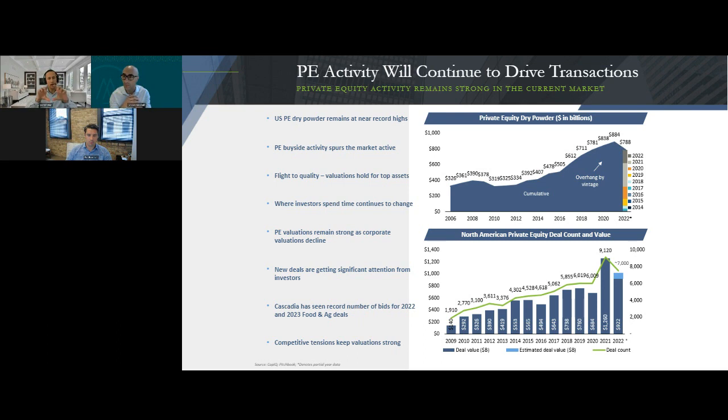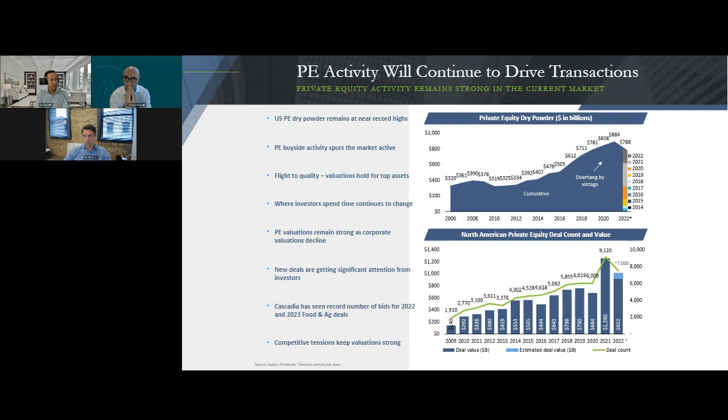That level of high dry powder is creating a dynamic where there's still a lot of capital that is looking to invest and be invested into private family-held companies. And what you'll see below as a result is the green line here represents the amount of deal activity that we have seen in the market on a year in and year out basis.